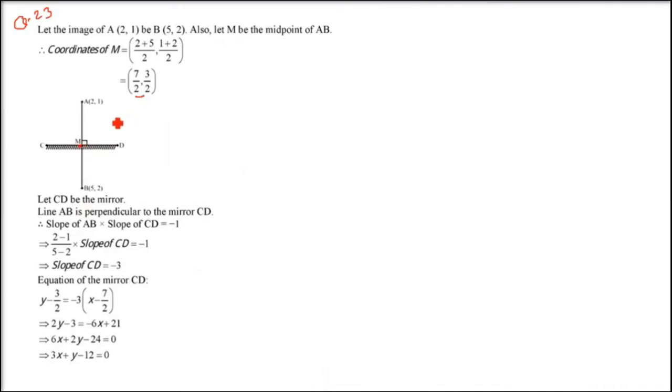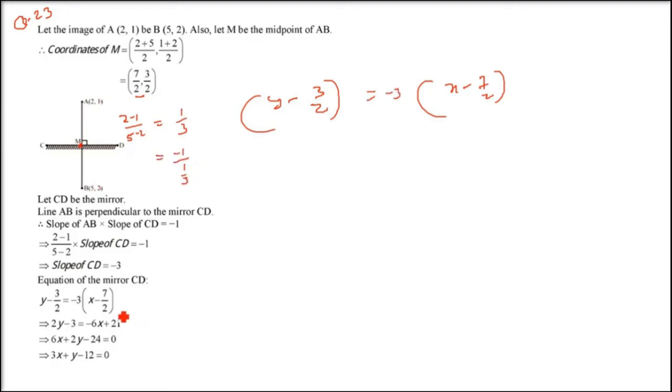Now we are also given one more thing: find the equation of the mirror. The line passing through 7 by 2 and 3 by 2 will be y minus 3 by 2 equals m times x minus 7 by 2. Basically m we are interested in. The slopes of these two perpendicular lines multiply to minus 1. So 2 minus 1 by 5 minus 2, this is the slope of AB, and this equals 1 by 3. What is the slope of CD then? Take minus 1 and 1 by 3 in the denominator. So you get minus 3. And this is your equation: 3x plus y minus 2 equals 0.